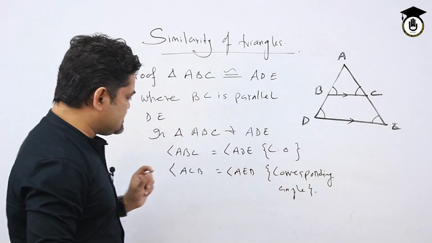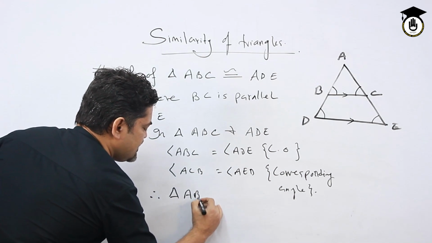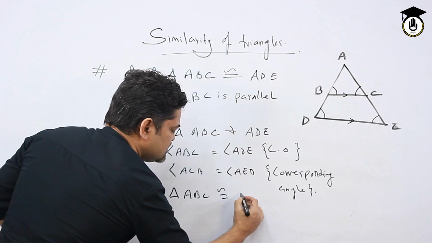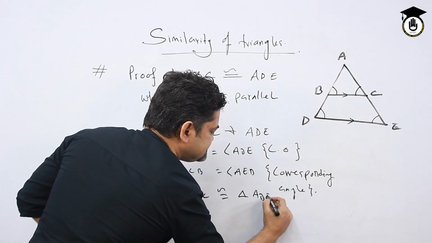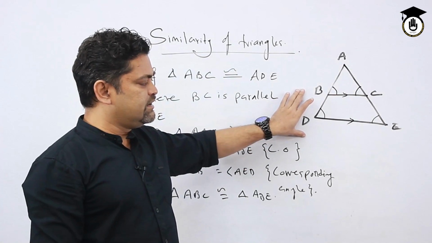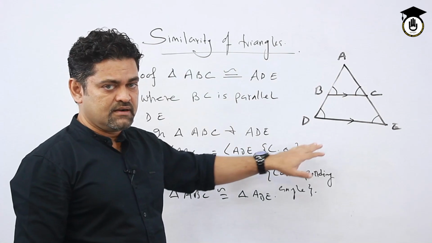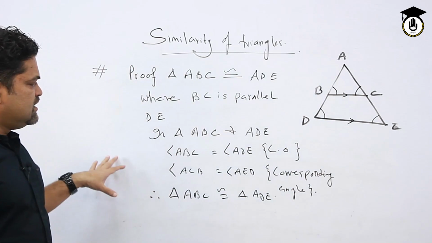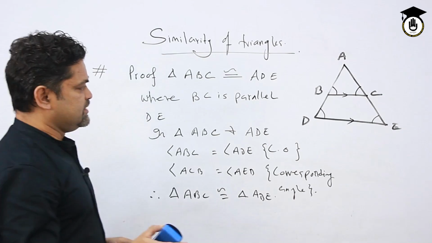So now I can say that therefore triangle ABC is similar to triangle ADE, because if two angles of the triangles are equal, then we can say that these two triangles are similar. Okay, so this is the proof that I have explained to you. Now let's move on to the problem.